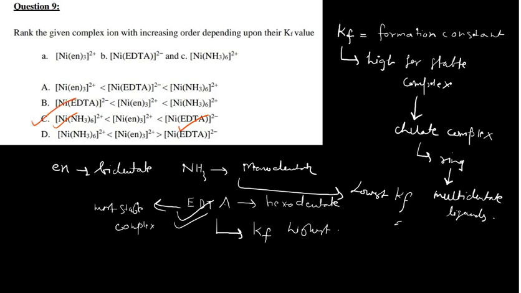And see, this cannot be your correct answer. Don't get confused by seeing NiEDTA at the last position. You can also focus on this particular sign. This is the greater than sign, which says that the bis ethylenetriamine complex is more stable than this one. It is not like that, right? So your option C is the correct answer. Now moving to the next problem.